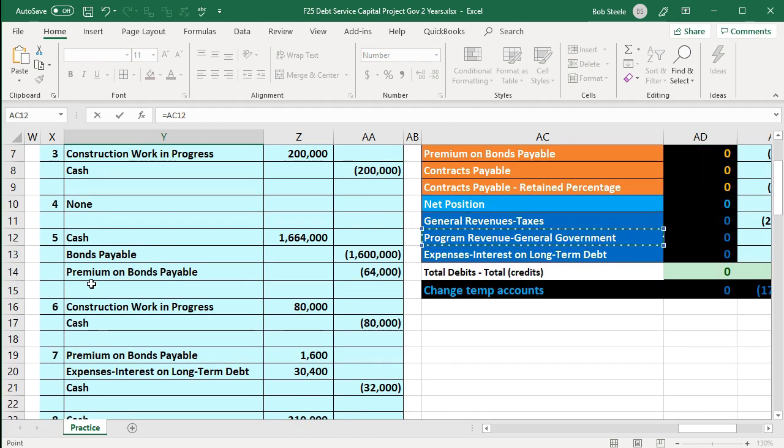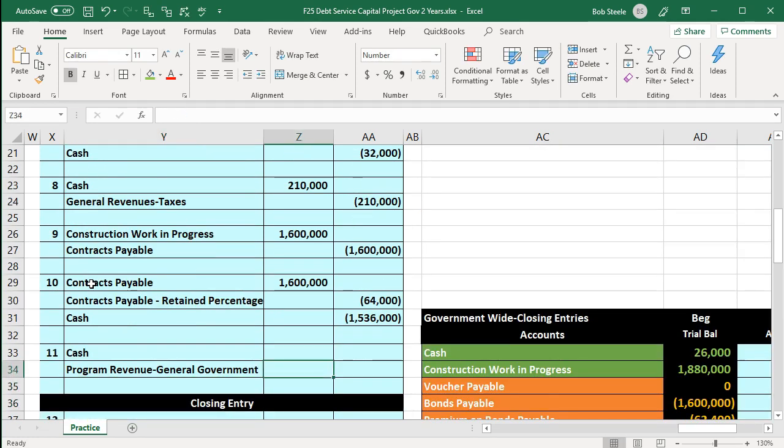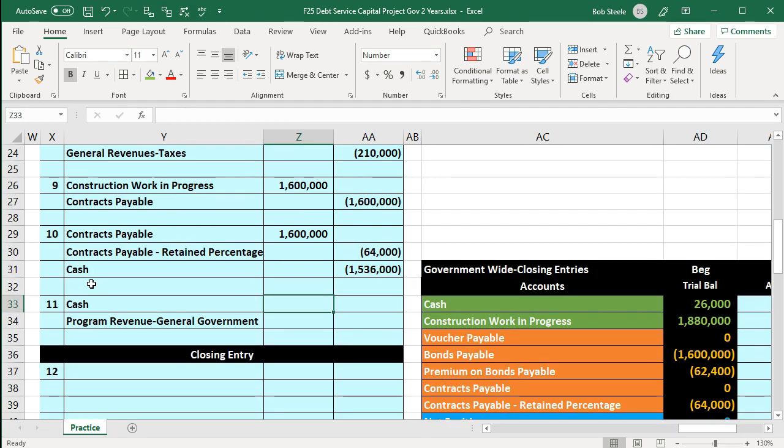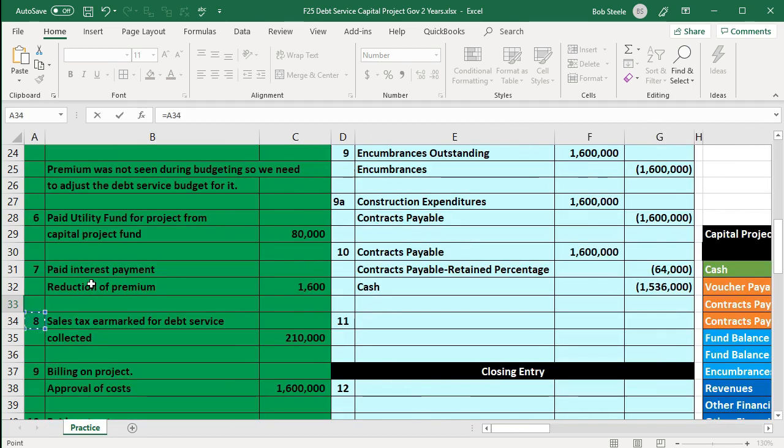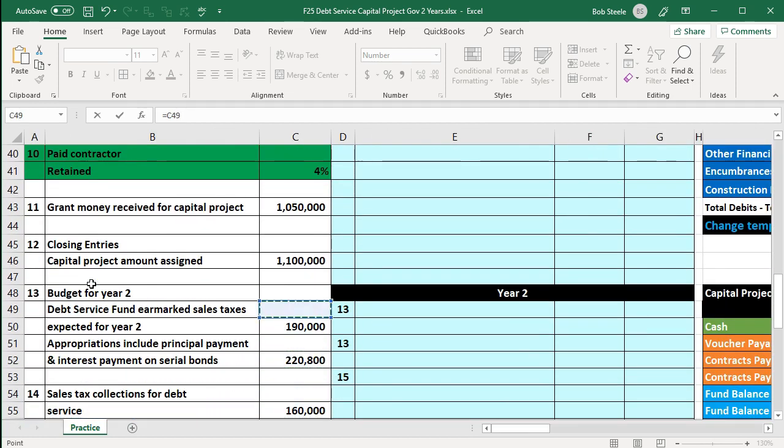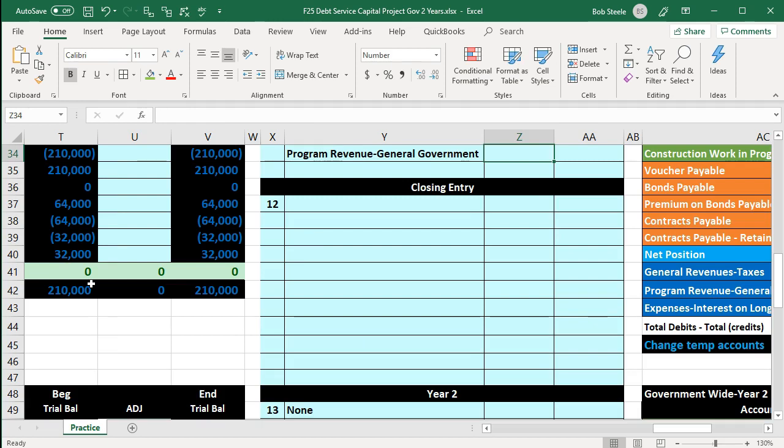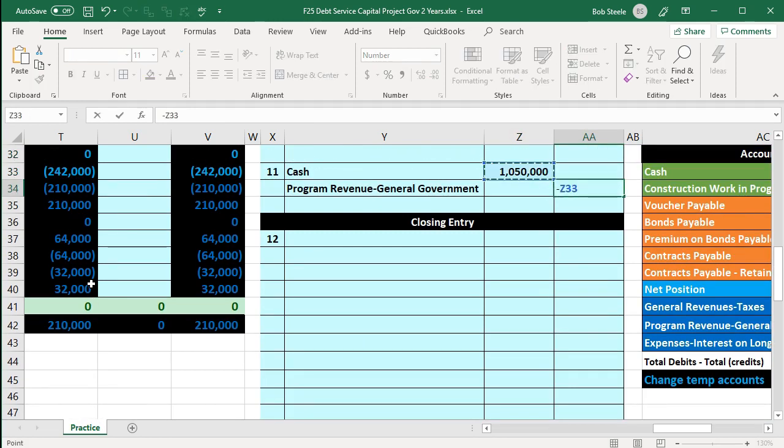We're going to say program revenue, general government. That'll be the debit and the credit. Let's pick up the amount. I'm going to say equals and scroll all the way back to our data to pick up that amount for it, which is going to be the 1,050,000. There it is, and that's going to be the debit and the credit. There's going to be our transaction. Let's go ahead and post it out.